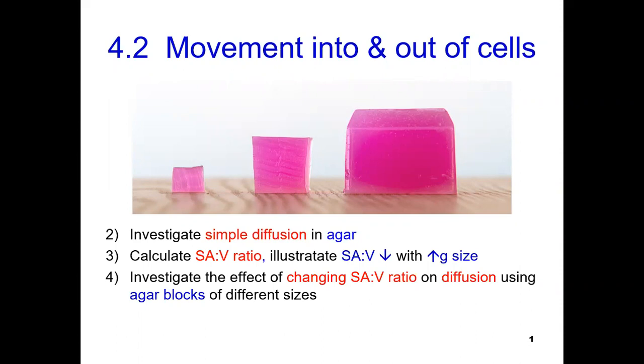Later on, I'll also show you a video where we change the shape, because all the shapes here are the same. Okay, they're all cubes. So what if we make it more flat, like leaf-like? How will it affect the rate of diffusion? Okay, so basically this is what we're going to cover for today's lesson.